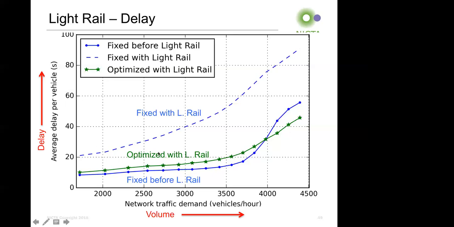And then if we use the optimized QTM controller in green here, we can see that we can almost nullify the impact of introducing light rail. The delay is close to before we had light rail with a fixed controller. And also, as the traffic increases, we offset the onset of this congestion. So we're able to handle higher levels of traffic flow in the network before we reach this congested traffic flow phase.